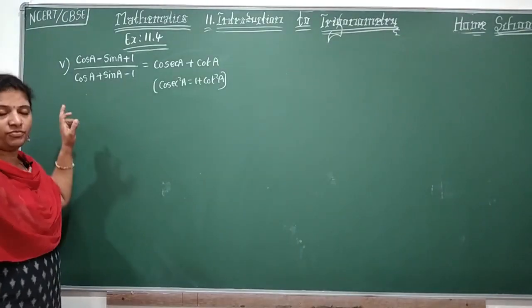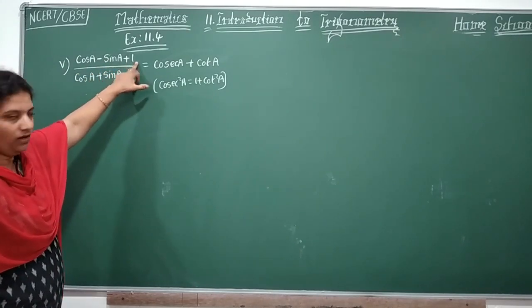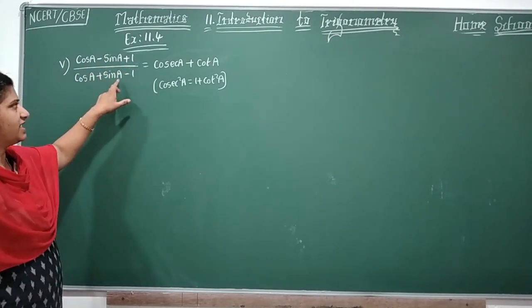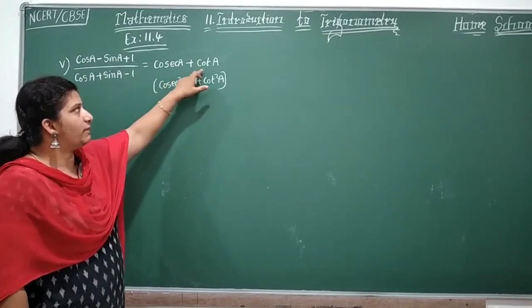Okay, see the fifth problem here, children. (Cos A minus sin A plus 1) by (cos A plus sin A minus 1) is equal to cosecant A plus cot A.